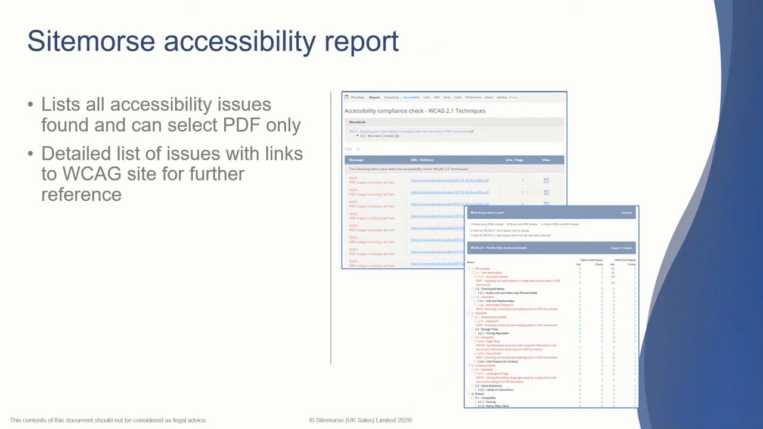If you're interested in the detail of the Sitemorse automated tests for PDFs, you can view the detailed report and filter by just PDF issues. This gives you a detailed list of all the WCAG 2.1 PDF accessibility issues we found. We even link to the relevant page on the WCAG website so you can read about the detail of the WCAG test. Those of you who are already Sitemorse clients and receive these reports will be very familiar with these screens, the ones shown on the right.